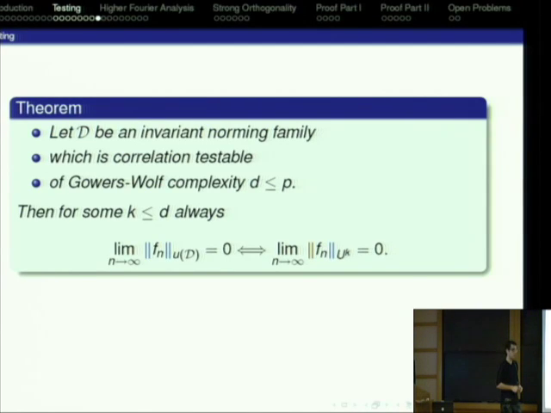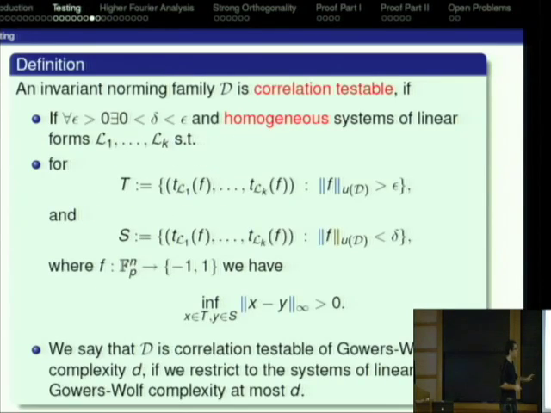I mean, it's always a constant which is bounded by the number of linear terms that appear in your formula. That's only for correlation testable families. The Gowers-Wolff complexity is for every system of linear forms. It's the actual complexity of a system of linear forms.